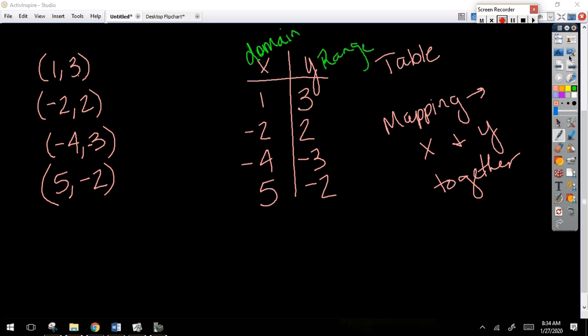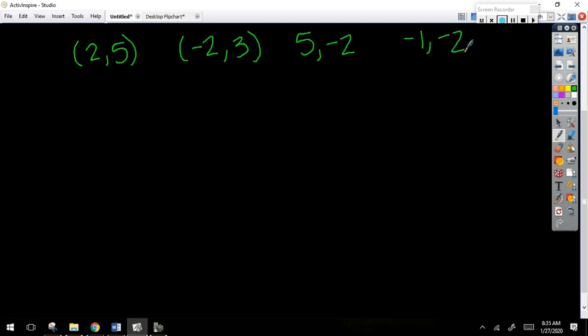All right, let's look at this. Here's what I want you to do. I'm going to give you a list of points. Let me give them to you first. Let's say 2, 5, negative 2, 3, 5, negative 2, negative 1, negative 2. I want you to show me these points as a table.